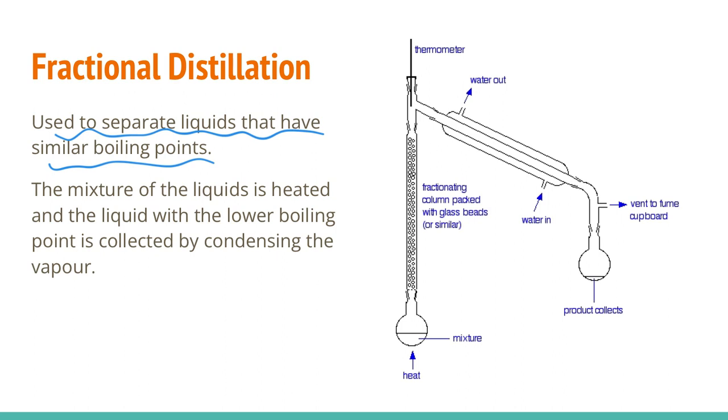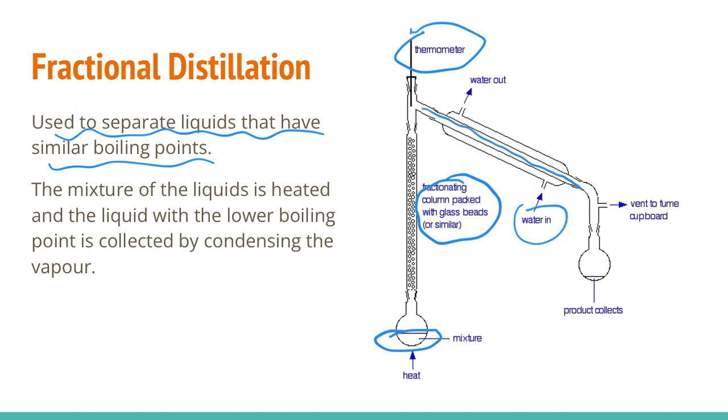Basically what we do is we put our mixture in here, we heat it up, and then it's going to go through this fractionating column that's packed with glass beads. We have a thermometer up at the top here to measure and monitor the temperature. The mixture of liquids is heated, and the liquid with the lower boiling point is going to get collected by condensing the vapor. We're going to have condensation happening down through here because we're pumping through cold water, and then our products are collected over on this side here.